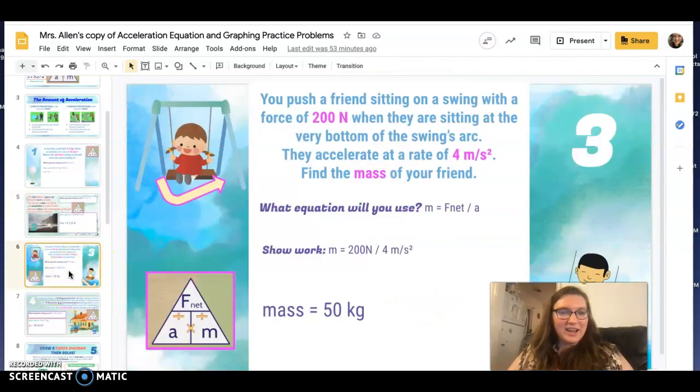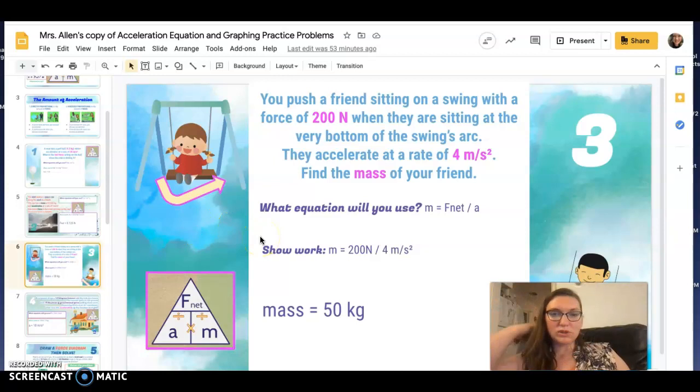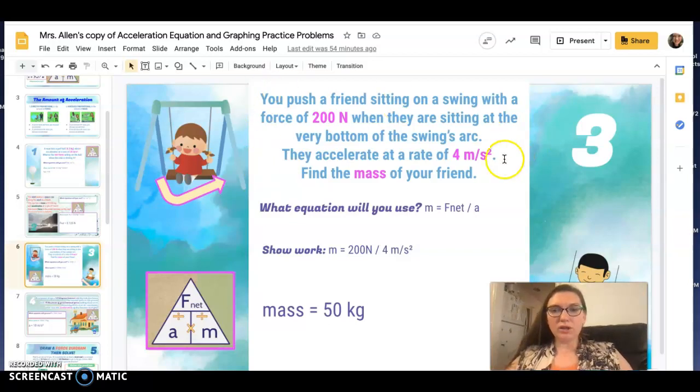Okay, so next one: you push a friend sitting on a swing with a force of 200 newtons when they're sitting at the very bottom of the swing's arc. They accelerate at a rate of 4 meters per second squared. Find the mass of your friend.